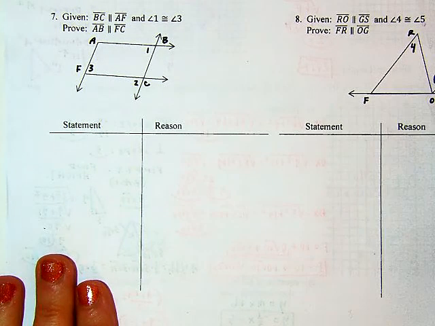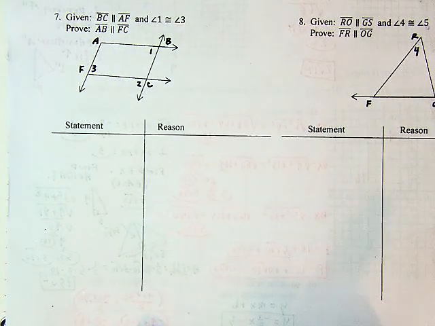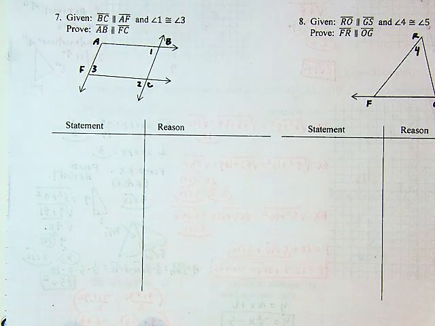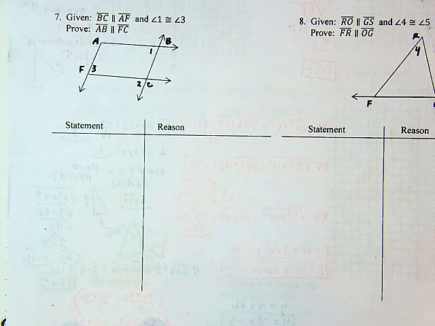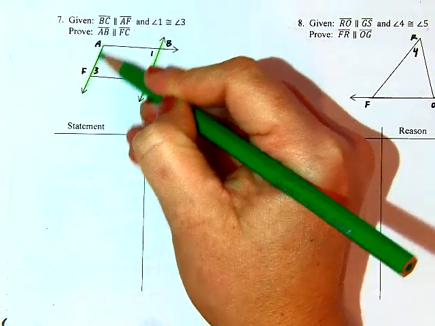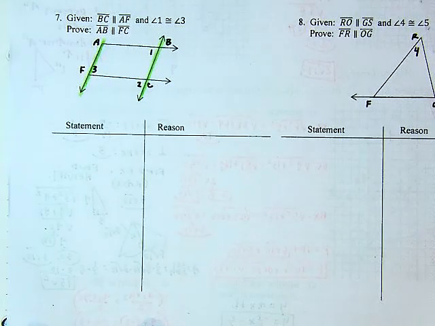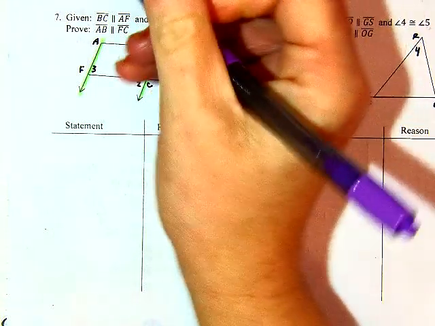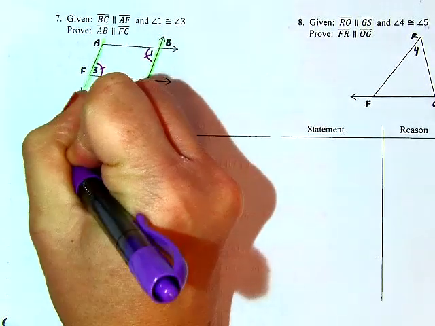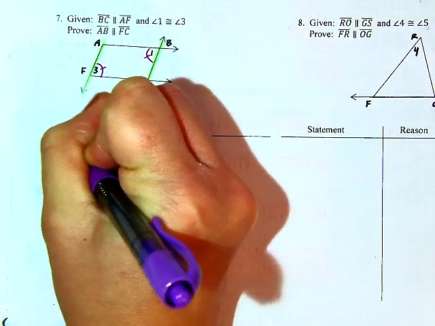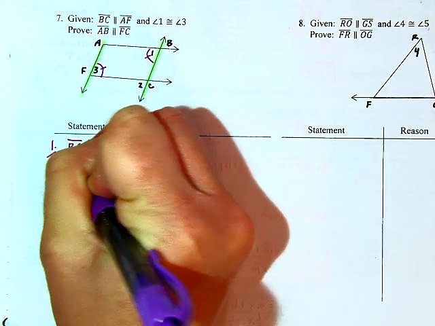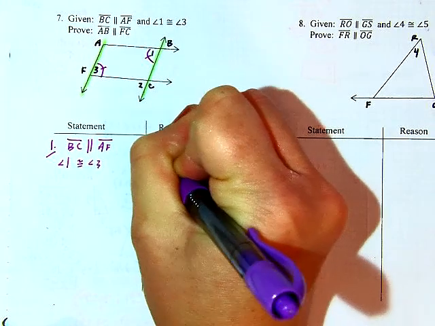Here in 7. All right, so here we have a starting point that's parallels, and we want to end with parallels. So I'm going to use that same strategy that I used in that previous one. So my starting point is that here, BC and AF, those are parallel. And we know that 1 and 3 are congruent. So let me start off by stating what's given. So BC parallel with AF. Angle 1 is congruent to angle 3. Given.